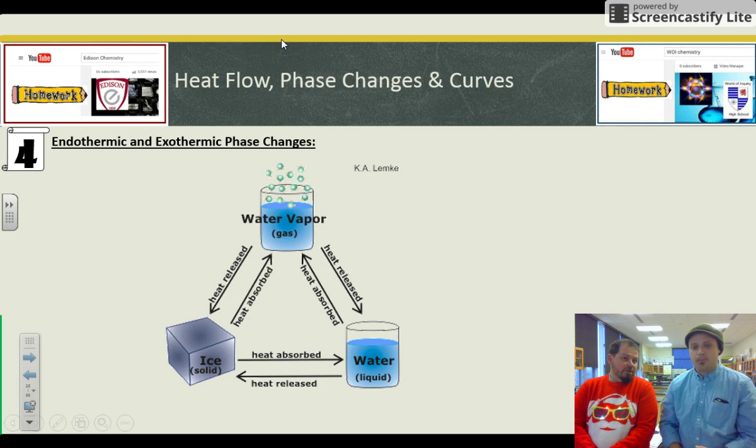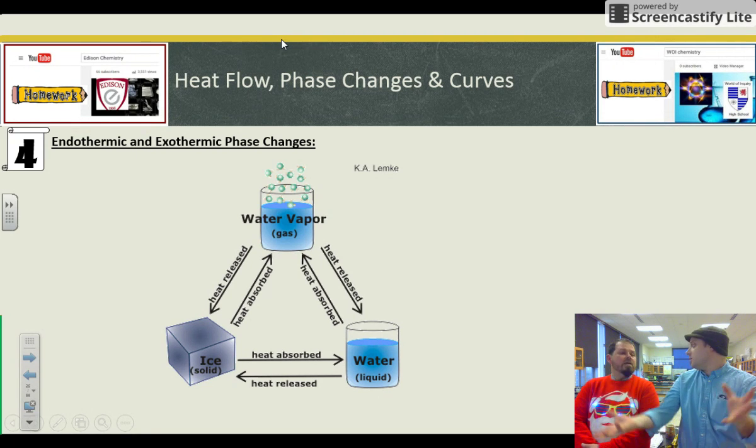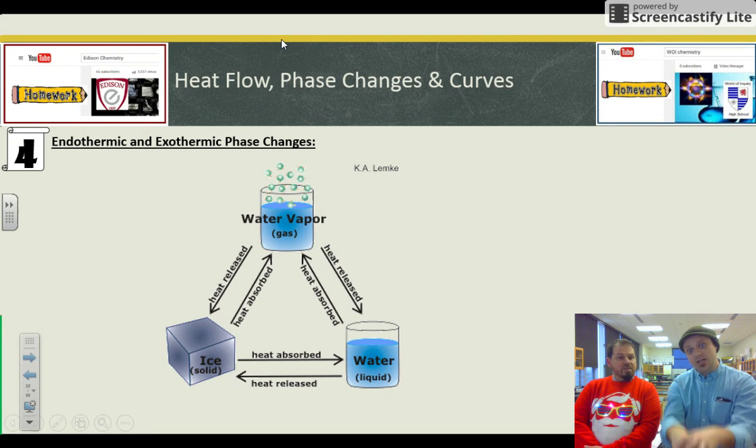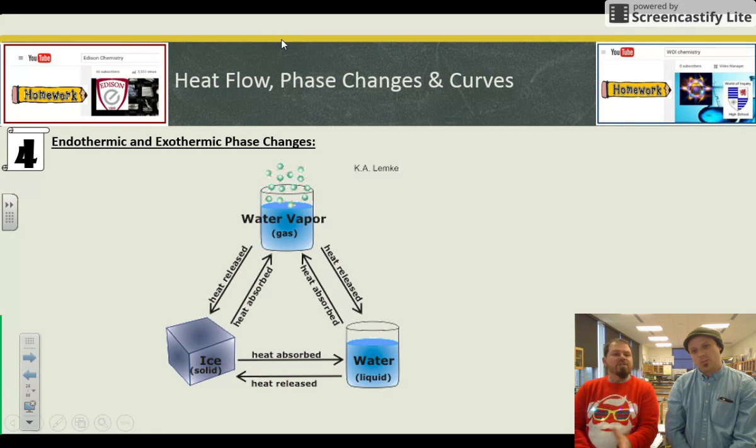So if we can figure out exo, then endo's the opposite. Heat is entering the system. If you look at it from the beaker and the water's point of view, it's absorbing the heat. We would be adding the heat, but the beaker itself absorbs it. So it's just a point of reference.